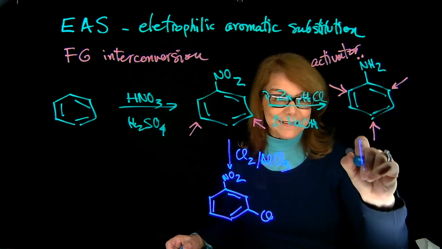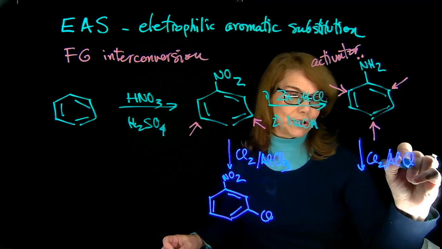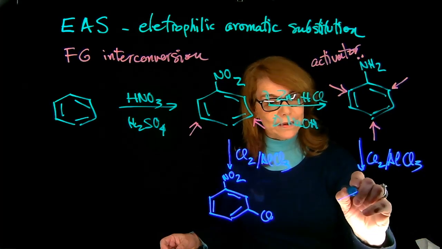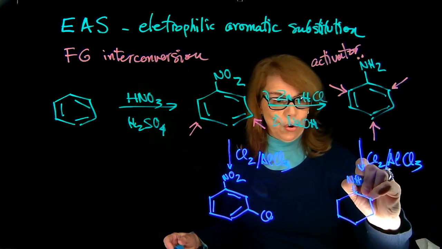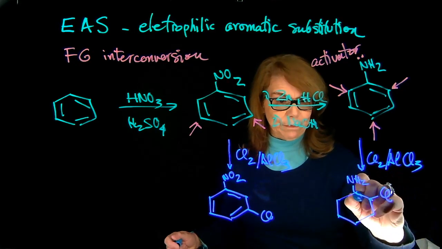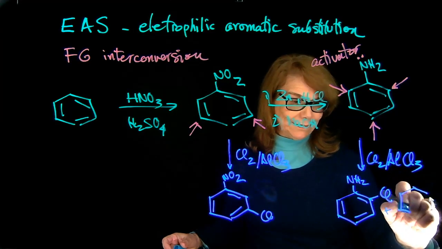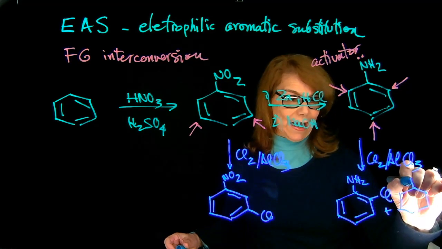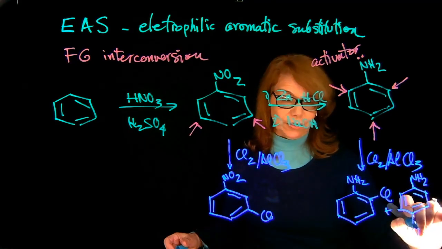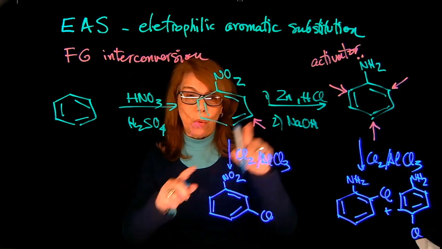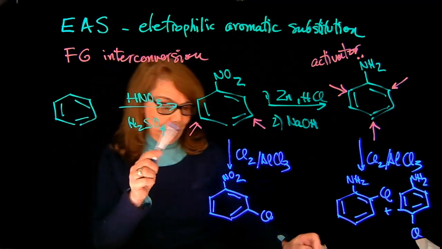So the same reaction, I'm doing the chlorination. What's now the product? I have a mix of products. I'm going to have ortho and para chloroaniline. So see that the reduction of that functional group changed the way the group directs the substitution. So we need to be aware of that.